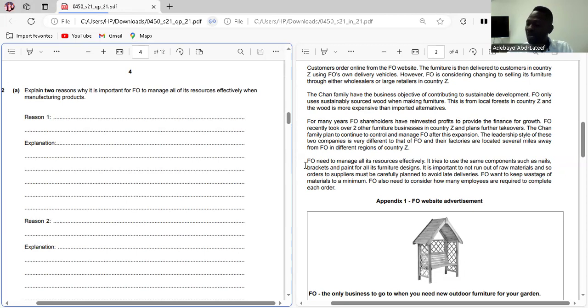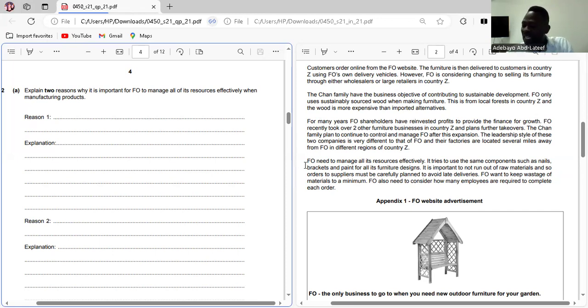It is better for the business to manage all of its resources effectively when manufacturing due to the following reasons. One, it reduces waste. When you are able to manage things effectively, your waste will be reduced. Reducing waste means there won't be excess or deficit in inventory, bringing about lower cost of production. So you won't have too much or too little. Do you understand? It will be normal, what you needed.